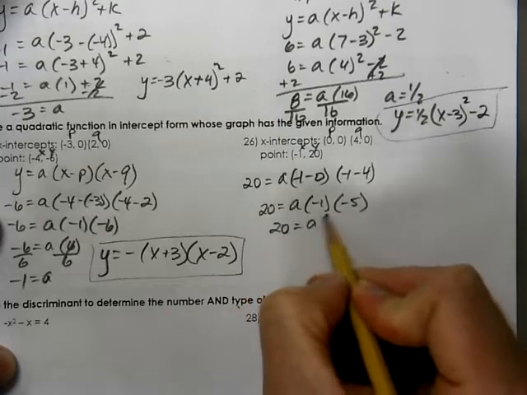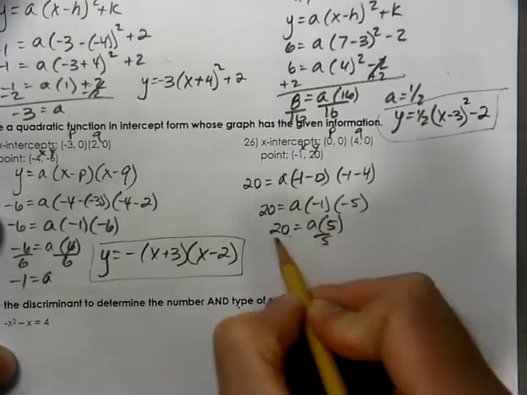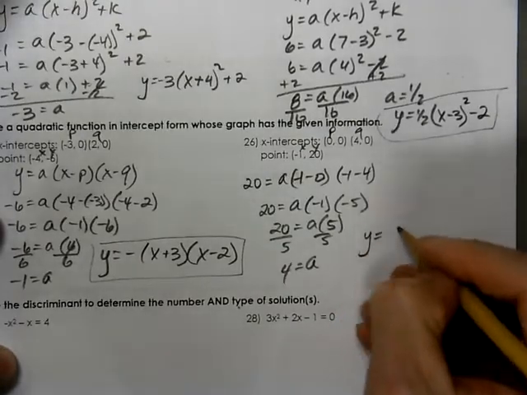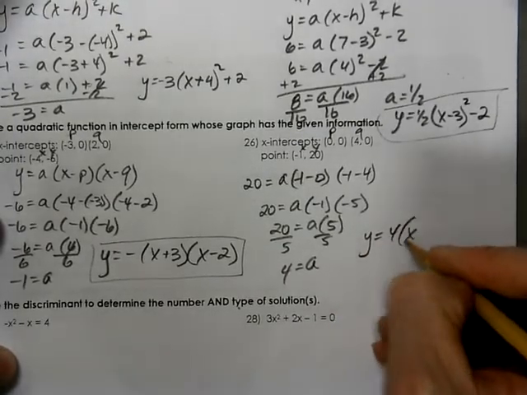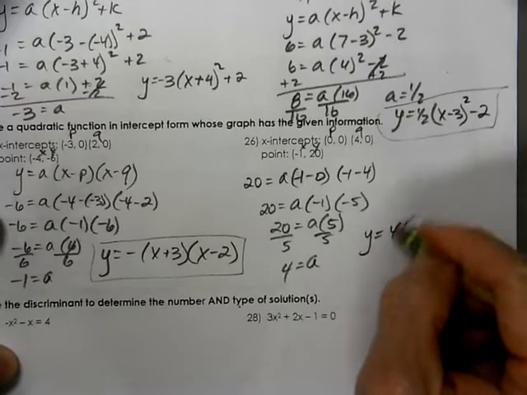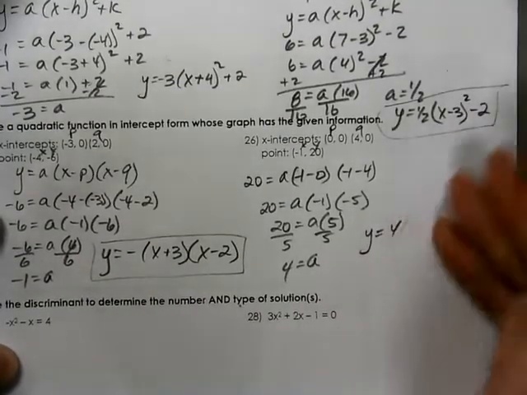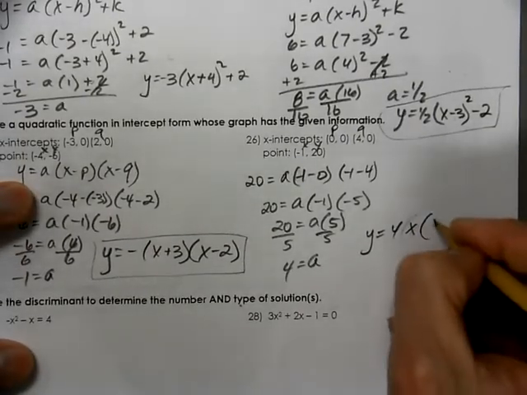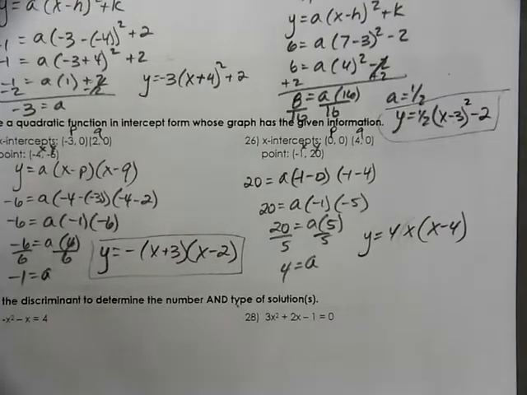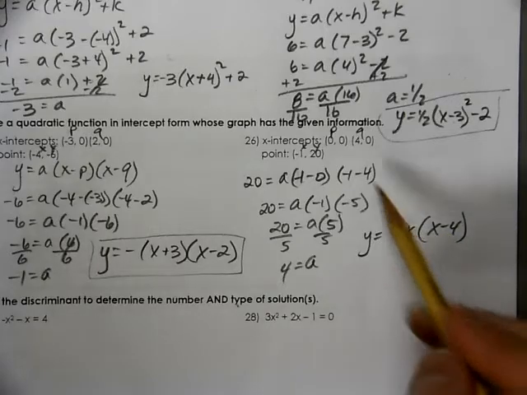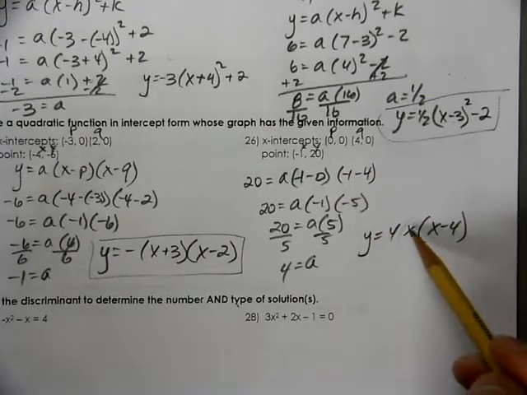Multiply and divide. So y equals 4x. Here we don't necessarily need parentheses around that x. And this side is going to be x minus 4. That's going to give us x-intercepts at +4 and at 0, 0.